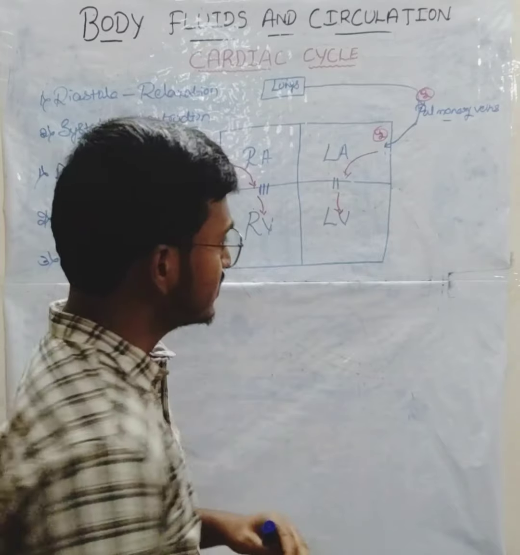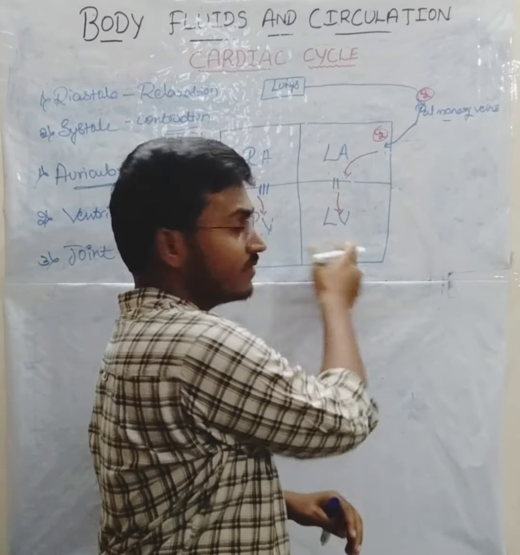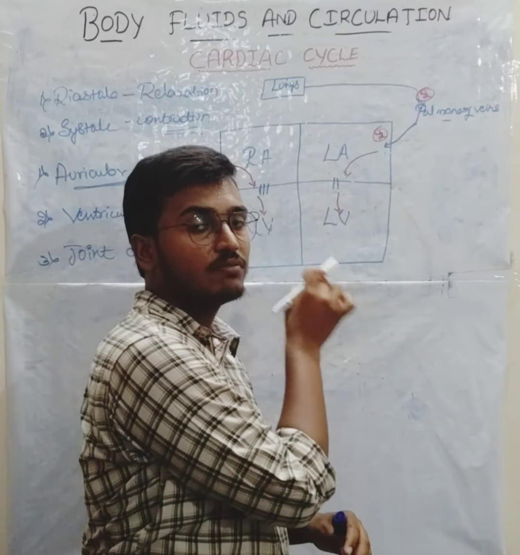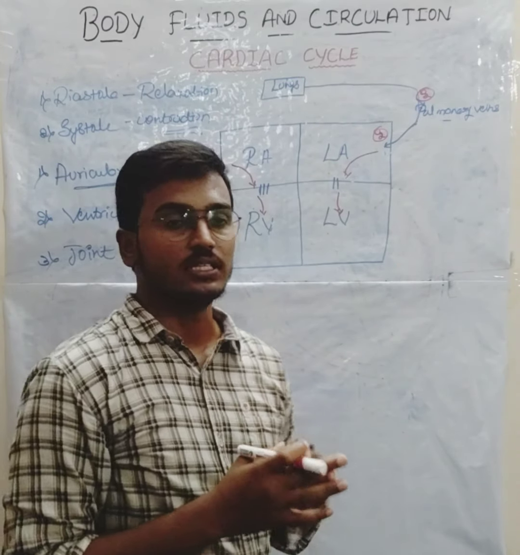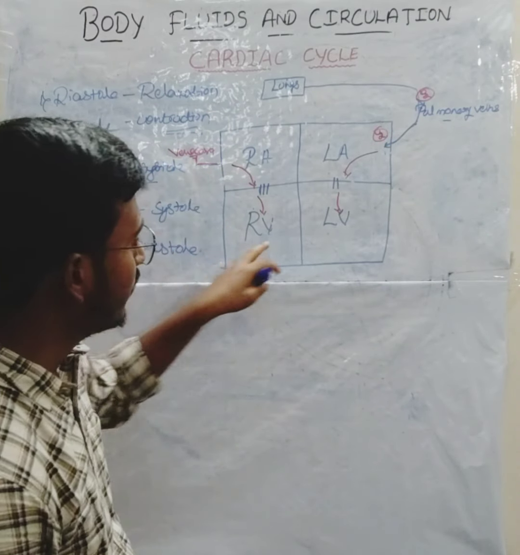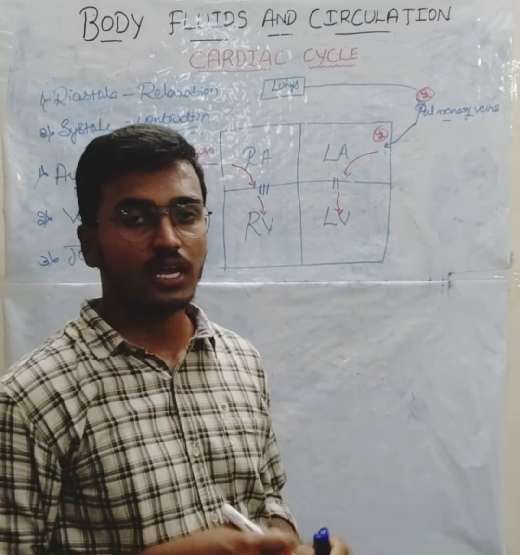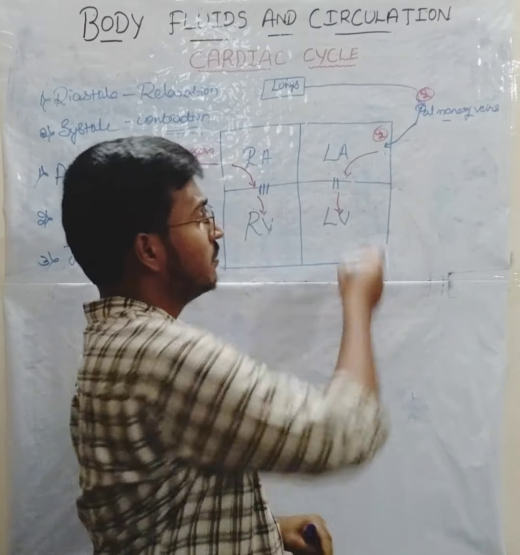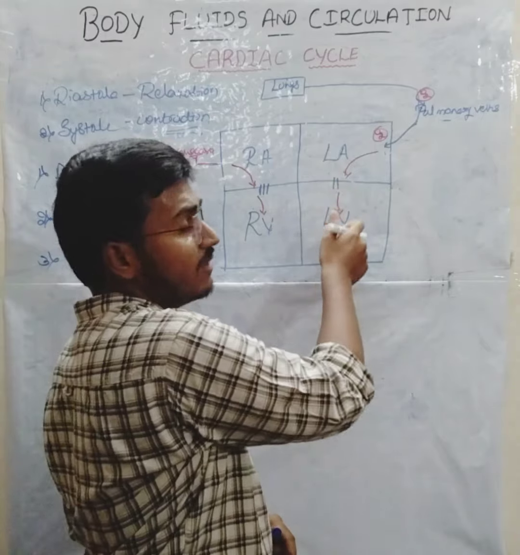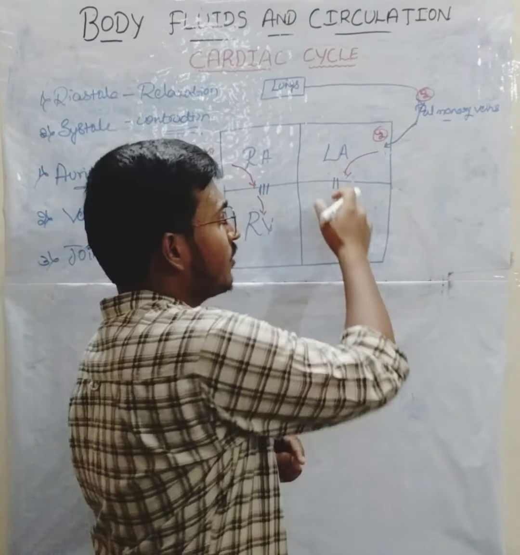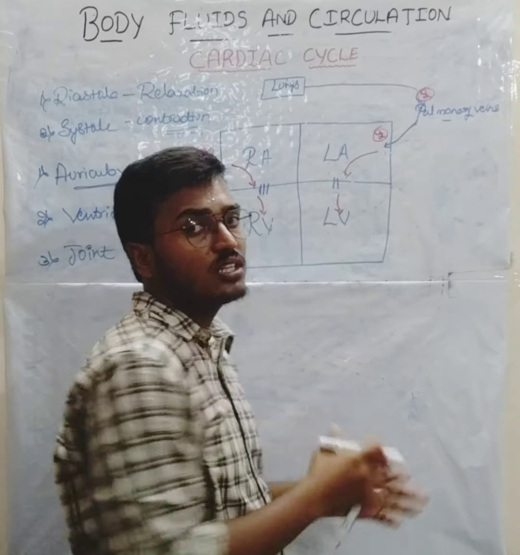Now the next phase is where blood enters the ventricles, both ventricles. So now the ventricles are in the systole stage. Systole is contraction. Ventricles are now contracting. When ventricles are in the contraction stage, auricles are in the relaxed stage, where the bicuspid and tricuspid valves are closed now.